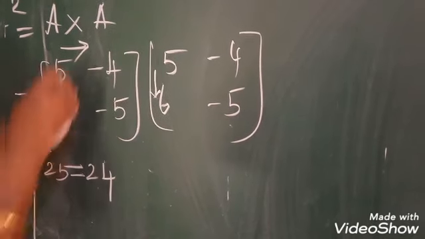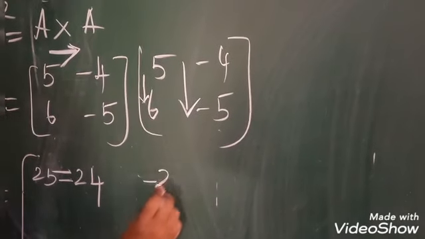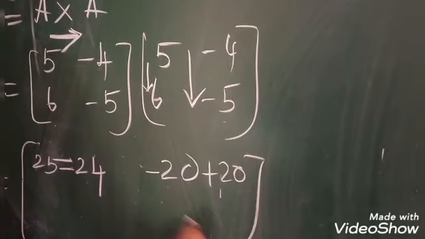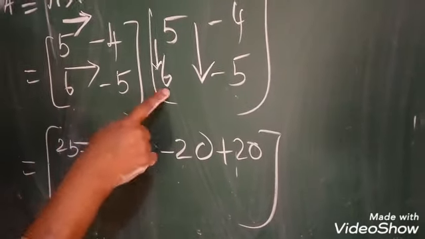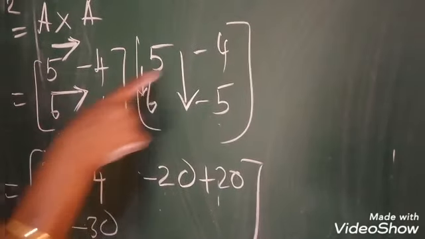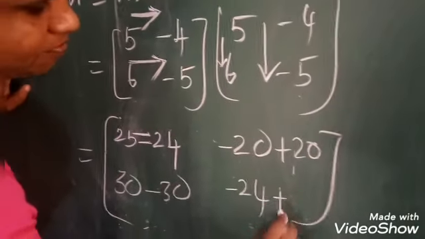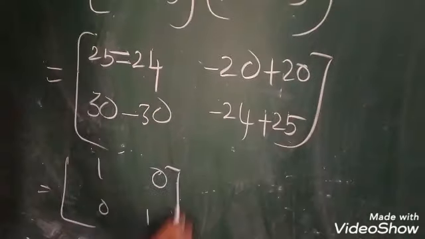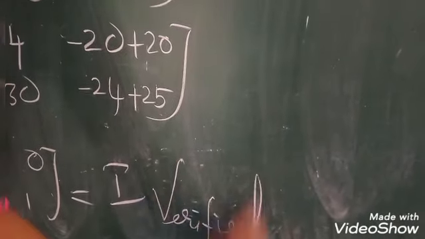Have you all understood? Then first row, second column: 5 into minus 4, then minus 4 into minus 5. Next, second row, first column: 6 into 5, 30, minus 5 into 6, minus 30. Now see girls, second row, second column: 6 into minus 4, minus 24, minus 5 into minus 5, plus 25. Now you have to simplify, girls; 1 0 0 1 will come automatically. Your answer is yes, we are very fine. Okay girls, it's very easy to score marks in this question.